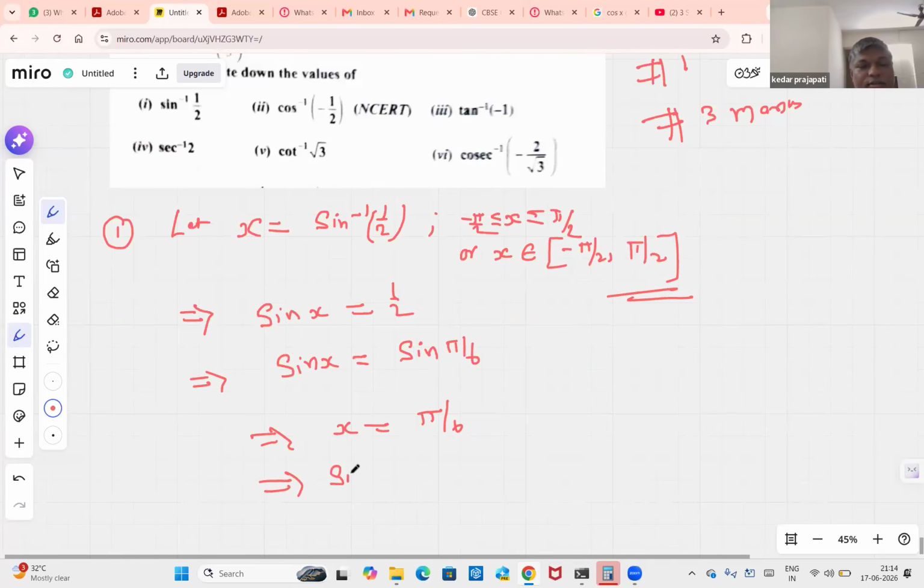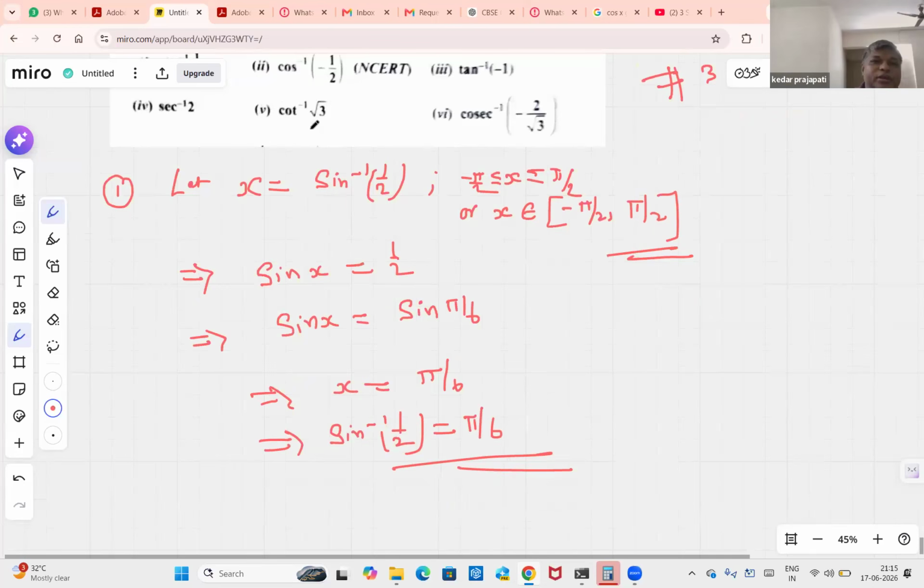Now you can also write what is x. Sine inverse 1 by 2. This is what we assumed, equal to pi by 6. This is your answer.